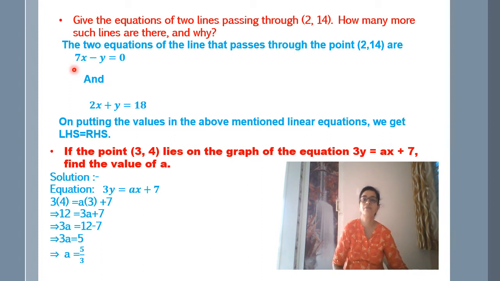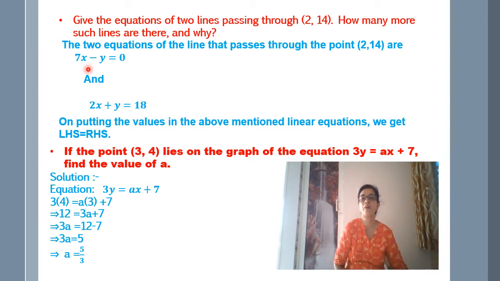So let us talk of the first example. Here I have taken two examples for your convenience. You can even take your own examples. I have just helped you with two examples. So let me explain how these two examples work. Let us take the first example.